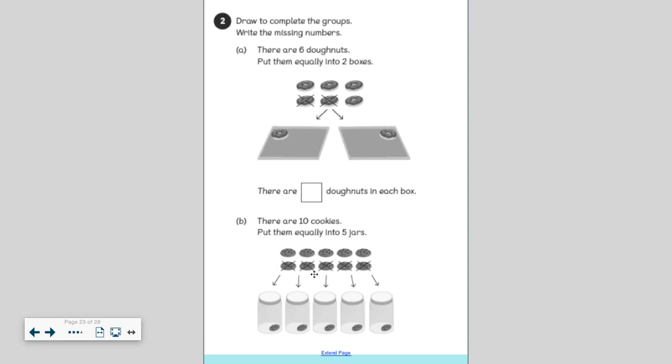Again, on the second part, they have some cookies. They've already shared 5 cookies into each container. Can you help share the rest of them into the containers? How many cookies go into each jar?